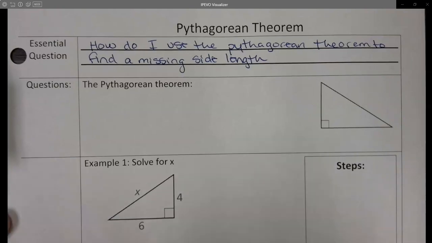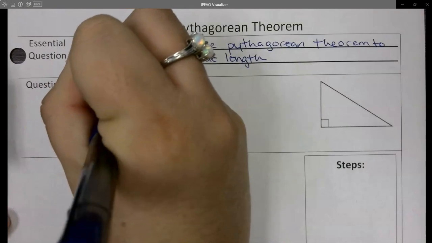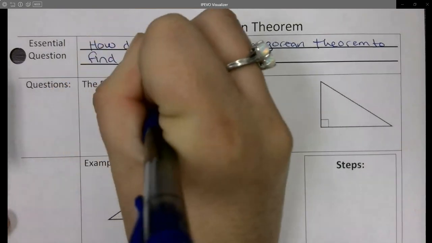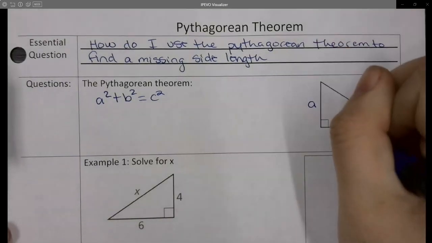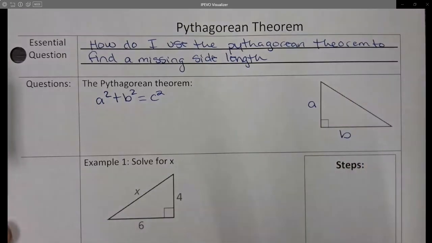Okay, so the Pythagorean Theorem is a squared plus b squared equals c squared. And then if I have a triangle, A and B are just legs of the triangle, C is the hypotenuse.